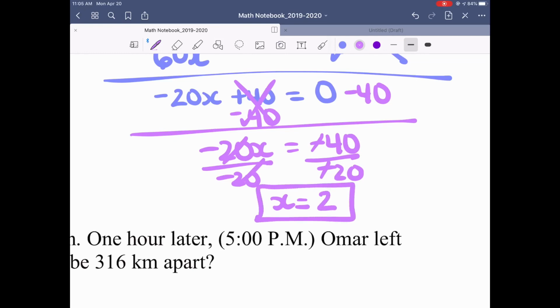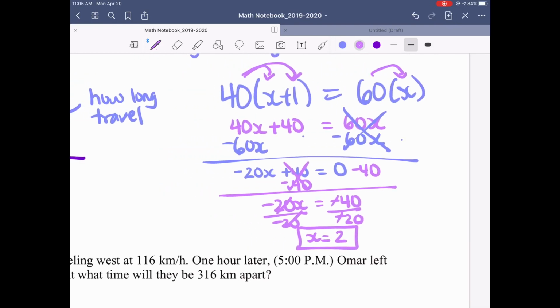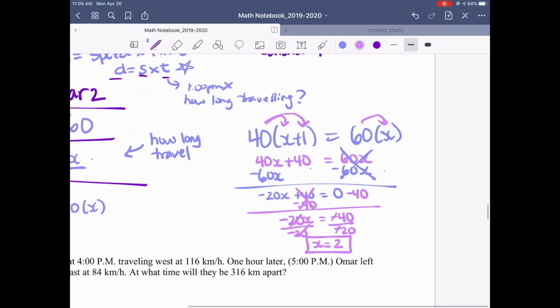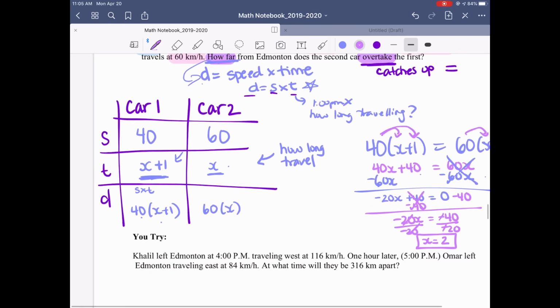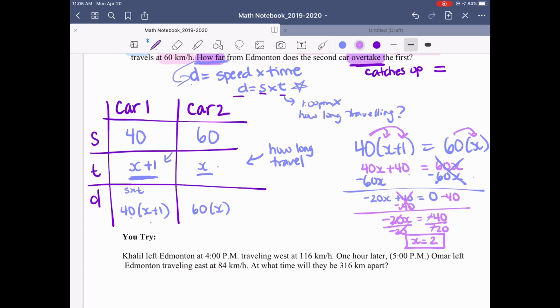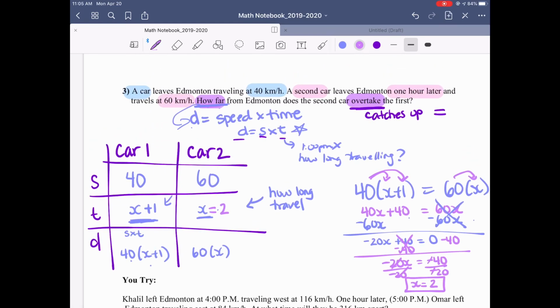So we're not done yet, because we solved for X. X is equal to 2. But what did X equal in the original question? X is equal to the time of car 2. But is that what the question asks? How much time did it take to overtake? No, it asks how far the distance is, so how far away they were.